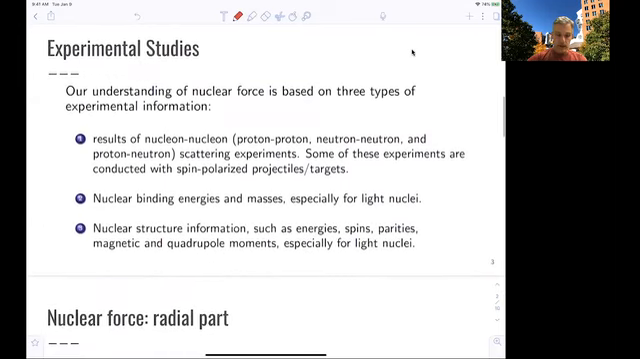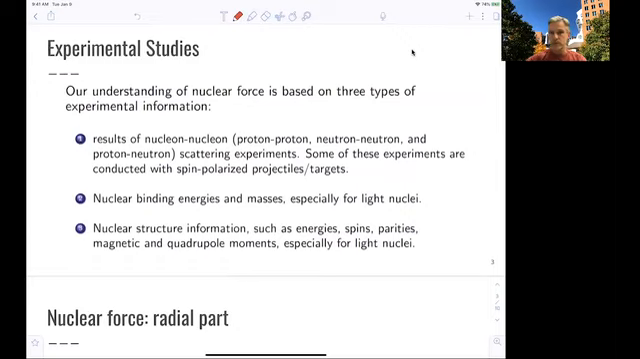So what is the experimental status? Our understanding of the nuclear force is based on various kinds of experimental information. The first comes from nucleon scattering experiments: proton-proton, neutron-proton, and neutron-neutron. Some of those experiments have the benefit of using spin-polarized projectiles, for example, a polarized electron being used to probe the structure of a nucleus. Nuclear binding energies, we've seen those again, and precision measurements of masses give us insight, especially useful for the light nuclei. And then there is nuclear structure information, such as energy levels, spin, parities, and magnetic and quadrupole moments, again especially of the light nuclei.